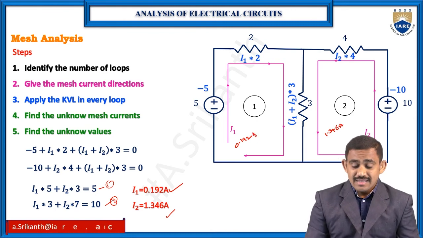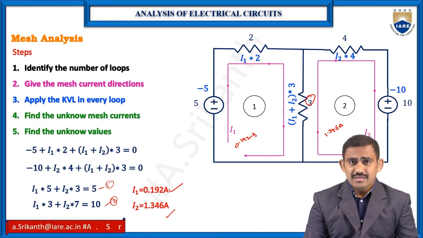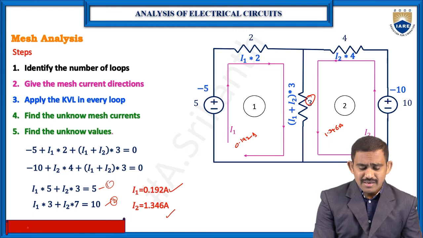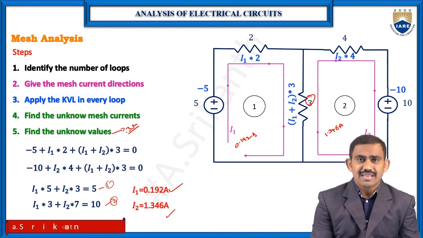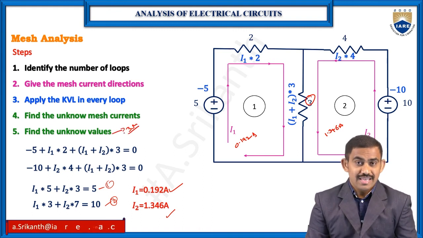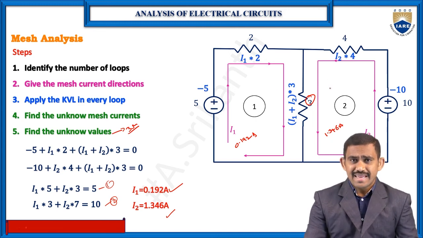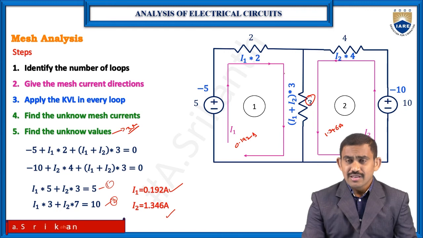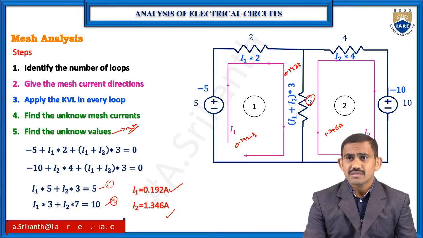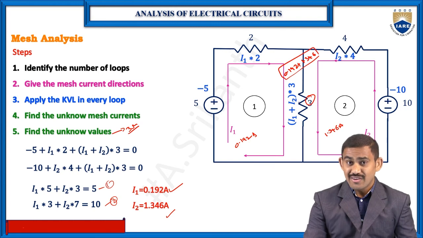Now I want the 3 ohm current. Okay. So the examiner wants the 3 ohm current. What is the 3 ohm current in this circuit? Then what is the value? So here the two currents are in the same direction. Same direction means your value is 0.192 plus 1.346. This is your value at the 3 ohm resistor.